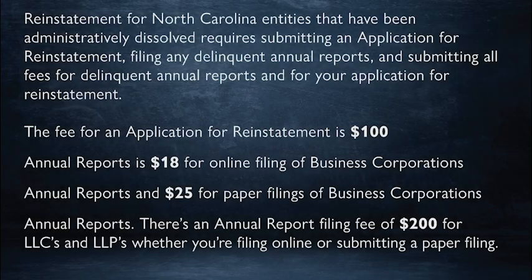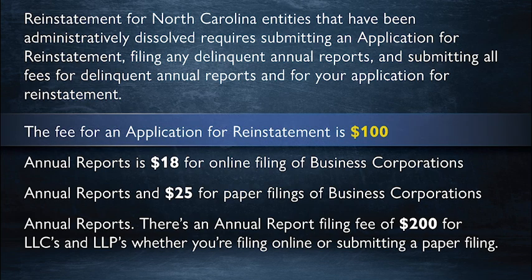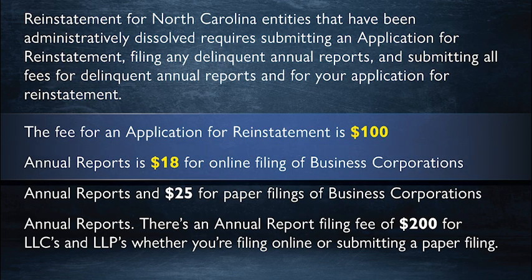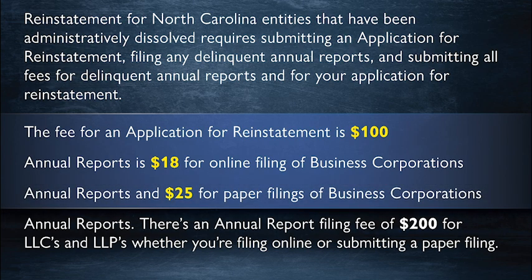Reinstatement for North Carolina entities that have been administratively dissolved requires submitting an application for reinstatement, filing any delinquent annual reports, and submitting all fees for delinquent annual reports and for your application for reinstatement. The fee for an application for reinstatement is $100. The fee for annual reports is $18 for online filing of business corporations' annual reports and $25 for paper filings of business corporations' annual reports.